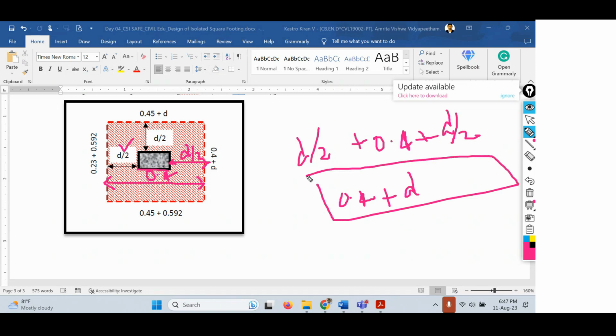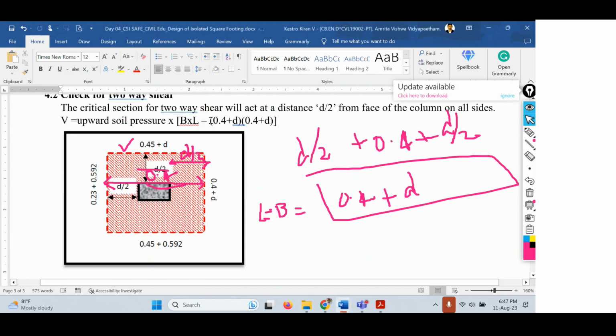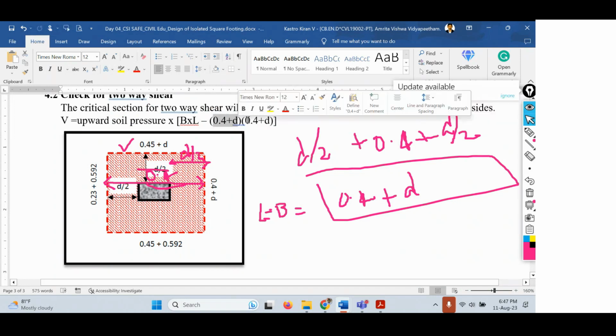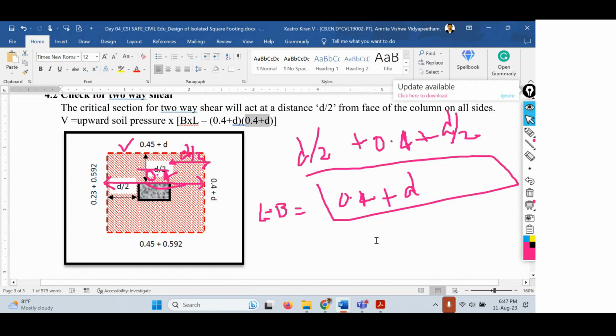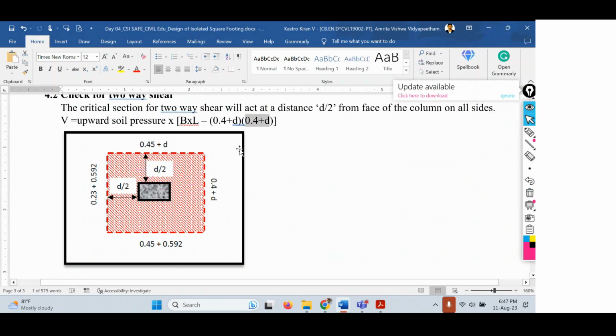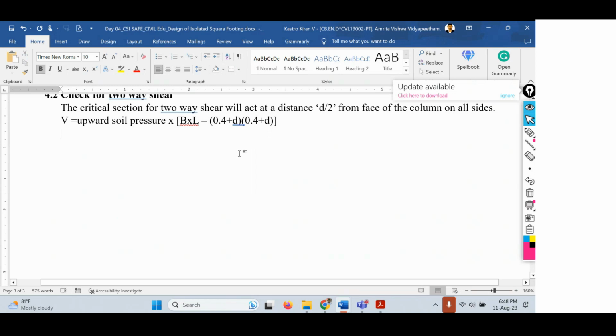So that's where I have written it. Along the length it is 0.4 plus D, and along the width it will also be the same. Why? The dimensions of the column and the footing are the same, since it's a square column and square footing. So 0.4 plus D into 0.4 plus D, this one along length consideration and this one along width consideration. That's how we calculate the upward two-way shear force, capital V.